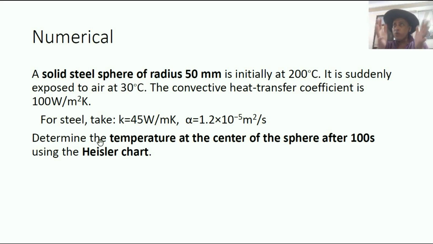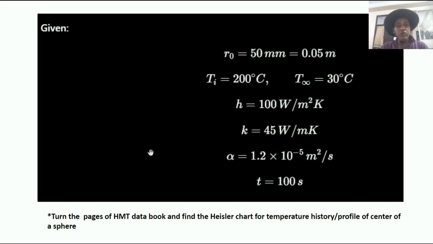This is the case of a non-lumped system. For a non-lumped system, at different points the rate of change of temperature is different. The entire sphere is cooling down; however, the core will cool down at a slower rate compared to the periphery. First of all, what is the given data? The radius of the sphere is given, the initial temperature is given, the environmental temperature is given, h the convective heat transfer coefficient is given, k is given, alpha is given, and it is asked what will be the temperature of the sphere at the center after 100 seconds.